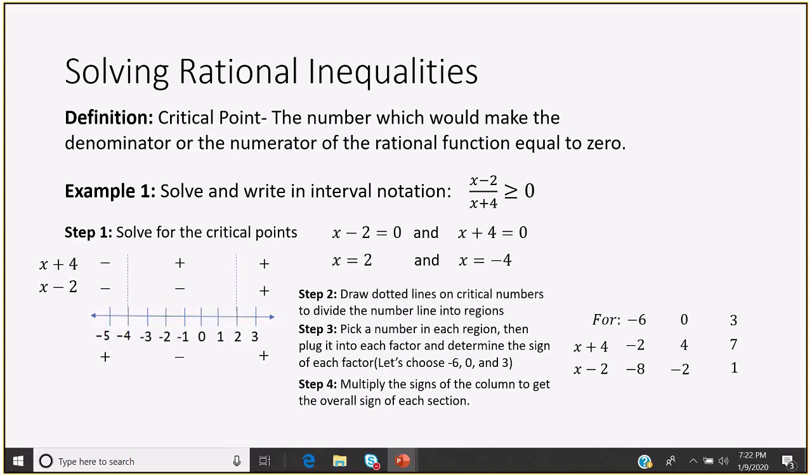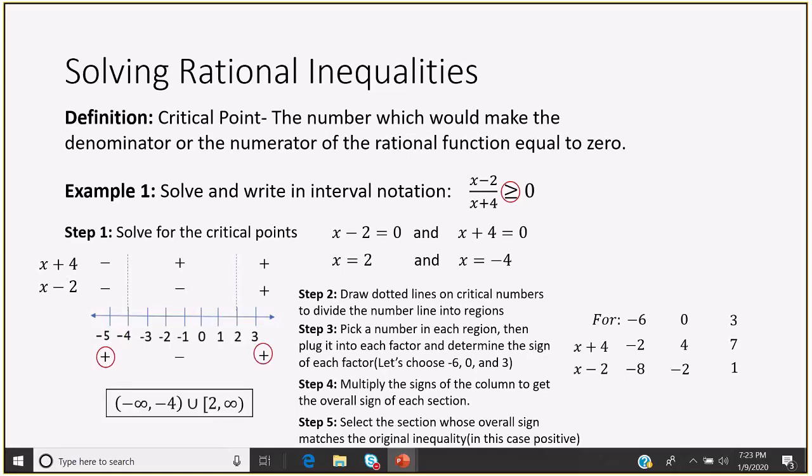So I look back over at my number line. Well, it's bigger than or equal to 0 in 2 spots: everything less than -4 and everything bigger than 2. Now all I have to do at this point is describe that region in interval notation. So the leftmost region is from -infinity up to -4, and the rightmost region is 2 up to +infinity.